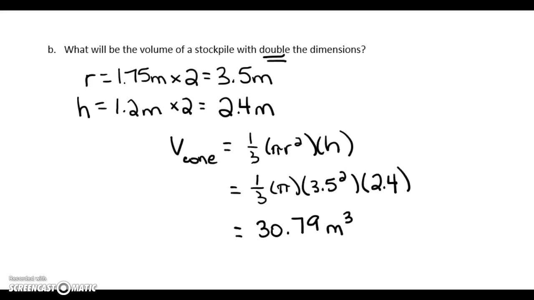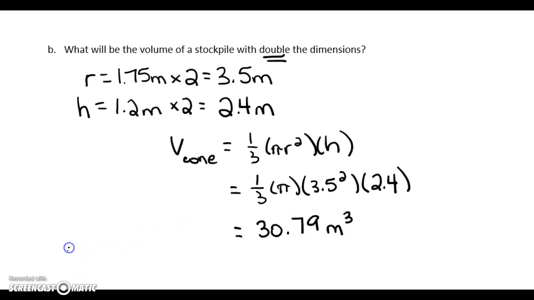So as you can note, earlier in part A, our volume was 3.85 meters cubed, and now we have a volume of 30.79 meters cubed. So as you can see, even though you double dimensions, that does not mean you double the volume. So just to finish off this question, remember this is a word problem, so let's finish off with a sentence.